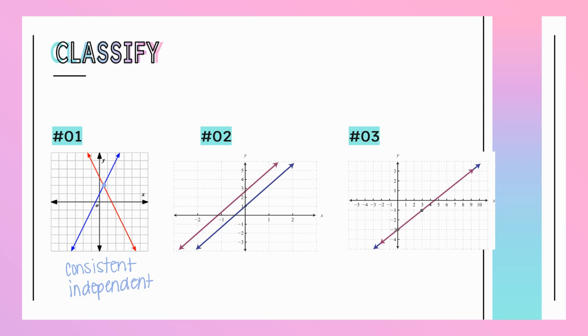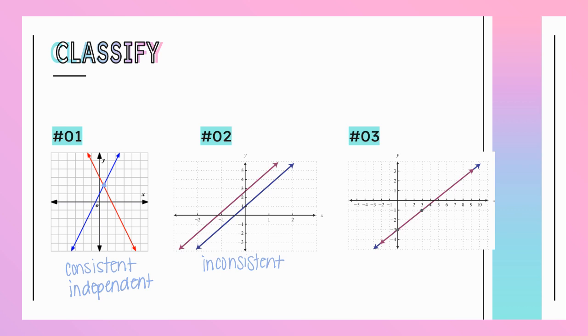Number 2 here, we have two lines that look like they're not going to intersect at all, which means that these are parallel lines. Okay, we're talking about parallel lines, which means that we have no solution, which gives us an inconsistent system. Okay, they will never cross, therefore the system is inconsistent.